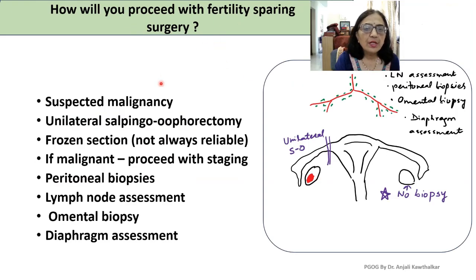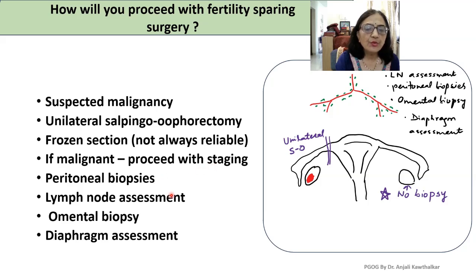What is done in fertility sparing surgery is that whenever there is a suspected malignancy, we do a unilateral salpingo-oophorectomy. So that side's tube and ovary we remove. We do not remove the uterus and the opposite side tube or ovary. We do not even take a biopsy from the opposite ovary because it will lead to peri-ovarian adhesions and reduce the fertility potential. Frozen section is to be sent, but remember that for grading of tumor, frozen section is not always reliable. If it is malignancy, we have to proceed with the remaining staging as we do in staging laparotomy.